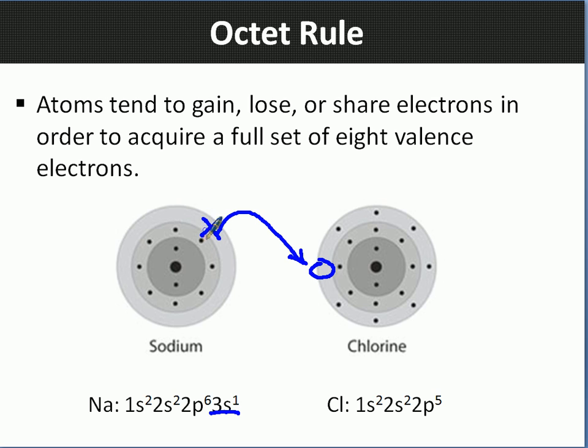That one electron in the outermost layer of sodium is going to transfer to chlorine, so that way sodium will have a full octet and chlorine will have a full octet. And that's the premise of an ionic bond. It's sodium and chlorine getting together. So in this case, both elements will have a full octet after they've bonded with each other.